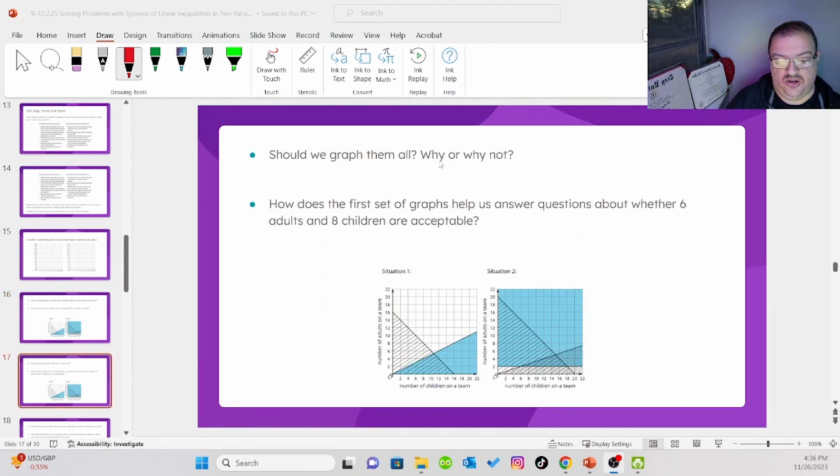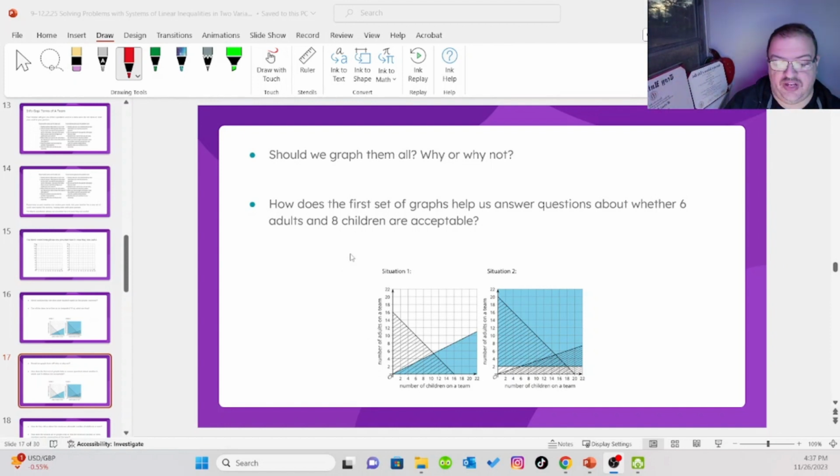Should we graph them all? Why or why not? If you already have it graphed, such as A must be greater than or equal to 0, or C must be greater than or equal to 0, those are our x and y intercepts. You wouldn't need to graph those. Here, where we had a rule that said there must be at least one adult, but we had another rule showing there must be at least 2 adults, you could graph that if you want, but it's not necessary.